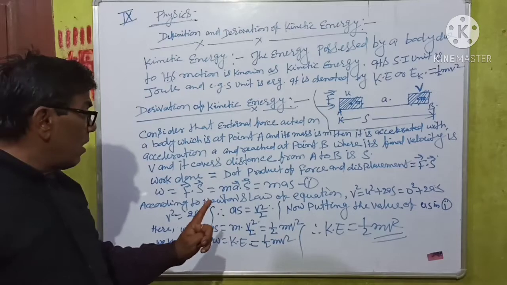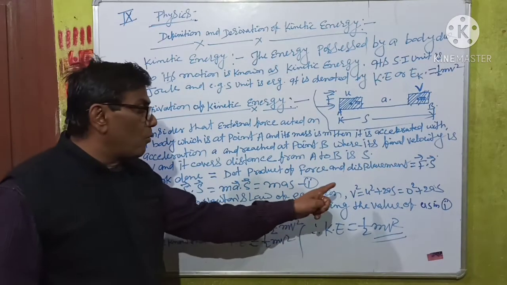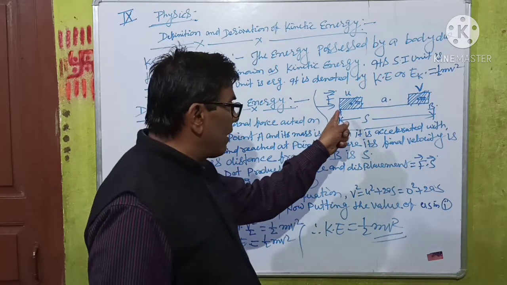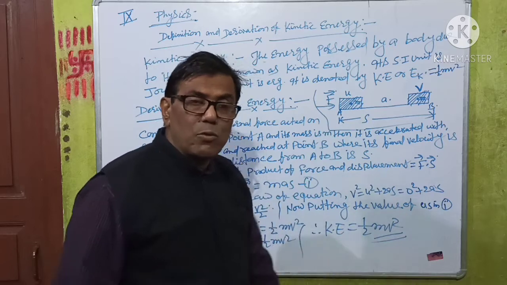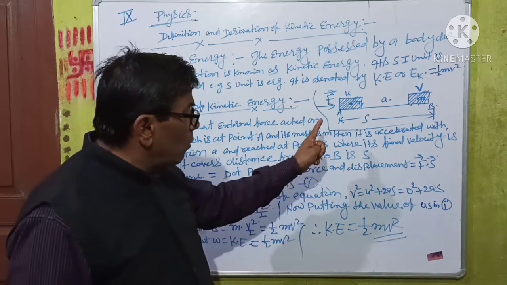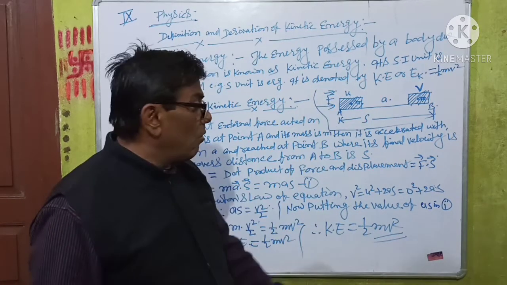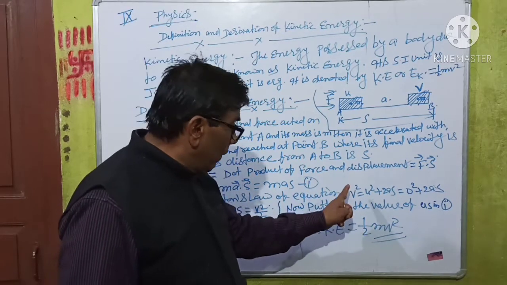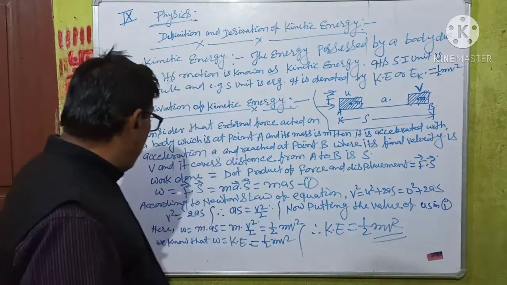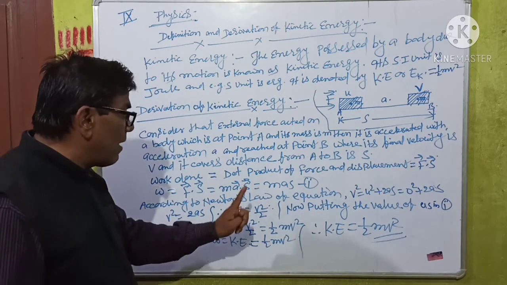Then we get mas, which is the magnitude of the work done. Now according to Newton's equation of motion, v squared is equal to u squared plus 2as, where the object is at point A with initial velocity u. It is in a rest, stationary position, so its initial velocity is 0. Then v squared is equal to 0 squared plus 2as, so v squared is equal to 2as. Then as is equal to v squared by 2.